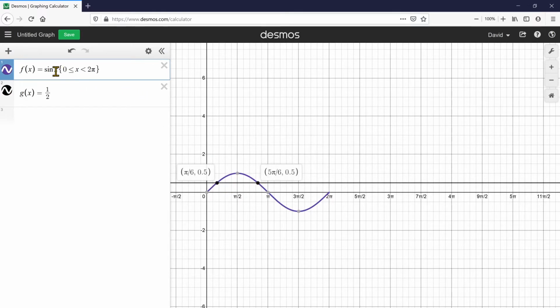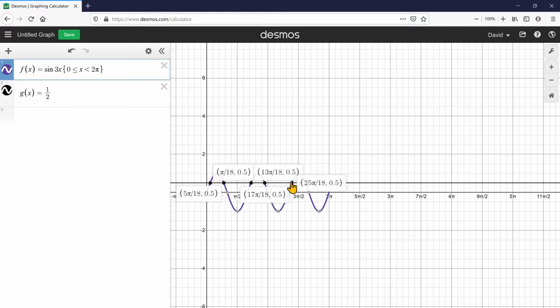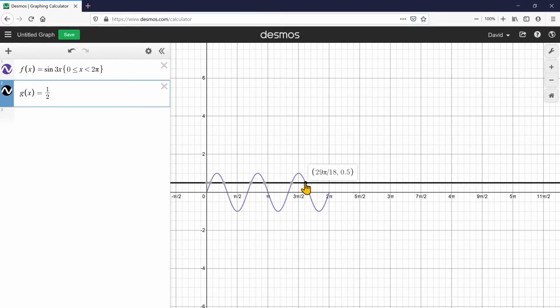But what happens if there's a 3 here? It's going to be a horizontal shrink. So therefore, by placing 3, now there are 3 periods in here. And that's why we have now not just two solutions, but we have two other sets. Let me actually go backwards. And the last one. And that's why we have 6 solutions.